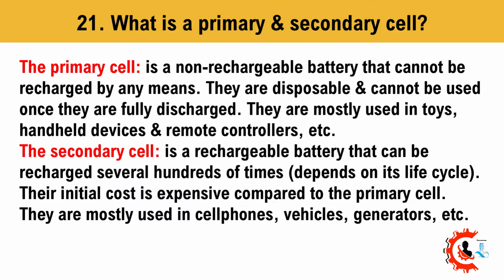21. What is a primary and secondary cell? The primary cell is a non-rechargeable battery that cannot be recharged by any means. They are disposable and cannot be used once they are fully discharged. They are mostly used in toys, handheld devices, and remote controllers.